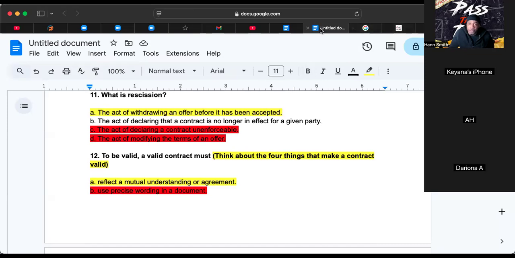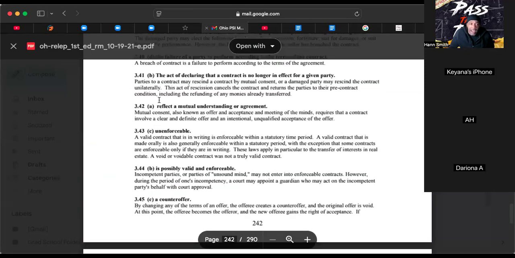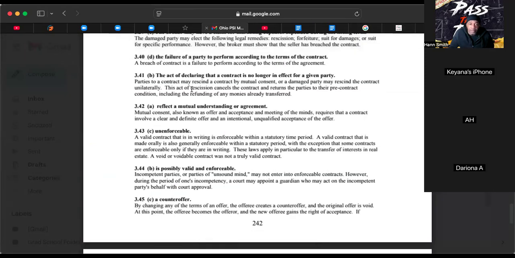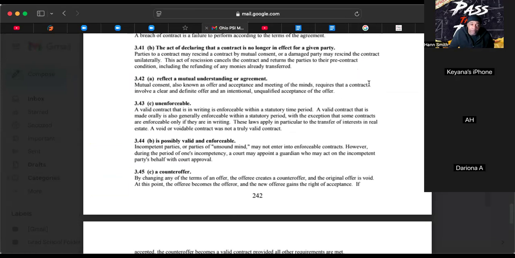I don't like when they do that to us, because in the answer it says the parties to a contract may rescind a contract by mutual consent, or a damaged party may rescind a contract. They never said that the party was damaged to rescind a contract. So I just don't like that one. Whatever. We'll keep it moving.